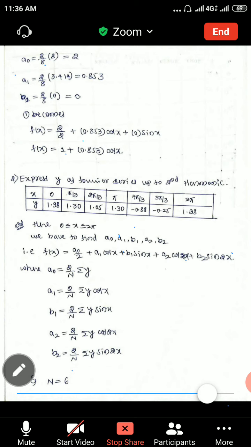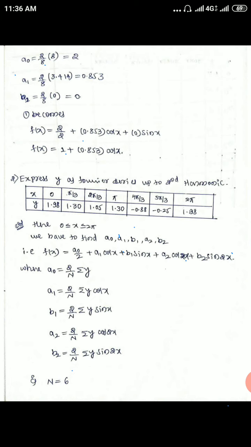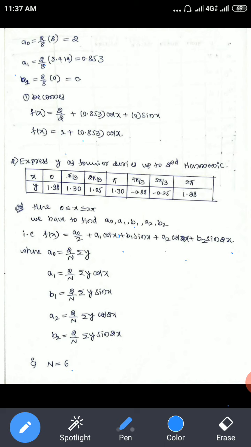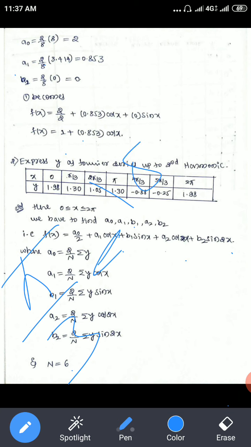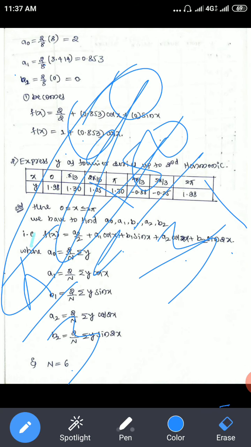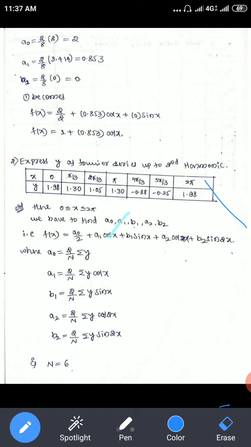So here x and y is given. So you can see here 0, π by 3, π means 180. 180 divided by 3 is what? This is π by 3. 180 divided by 3, 3 sixes are 18, 60. You can convert it in degree, no problem. Otherwise directly you can take, as you have a calculator, directly you can do it.